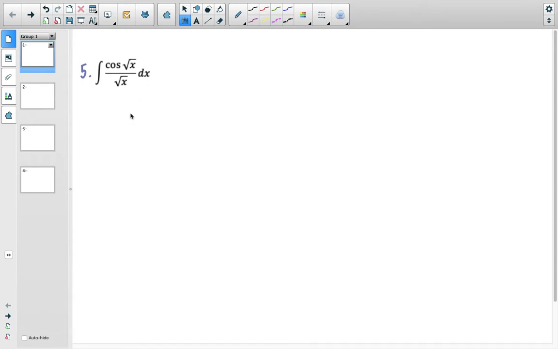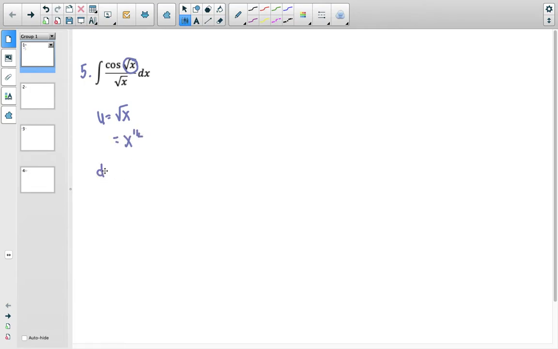So the important thing on doing this is you have to figure out what's the inside. And typically when it's a fraction, you want to grab what's on the bottom, but this one defies that rule because of the cosine being on top. And what we're going to do on number 5 is make the u the square root of x on the inside of this cosine. And we know that that's x to the 1/2, okay?